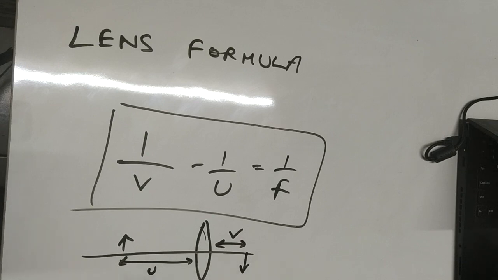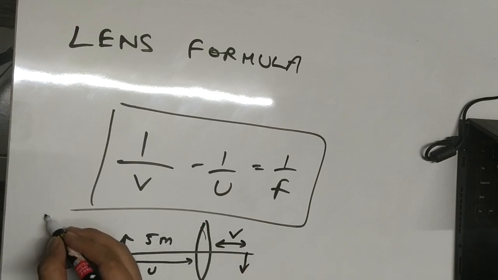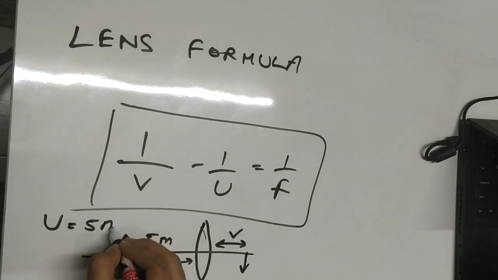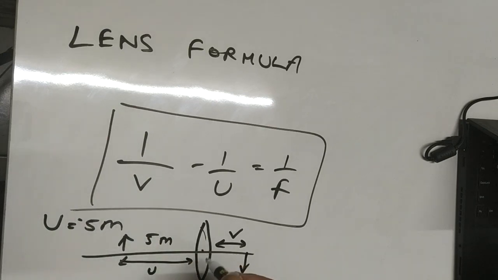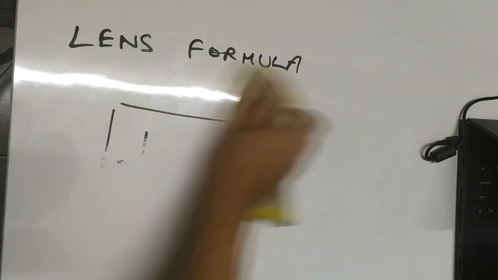So if I tell you in the question that the object is at a distance 5 meters from the lens, then you can assume that U is what? U is 5 meter or minus 5 meter? Minus 5, because this is 0, 5 towards the left, so it is minus 5. But if I have told that image is formed 2 meters from the lens, then it is plus 2. Correct, no? Okay.